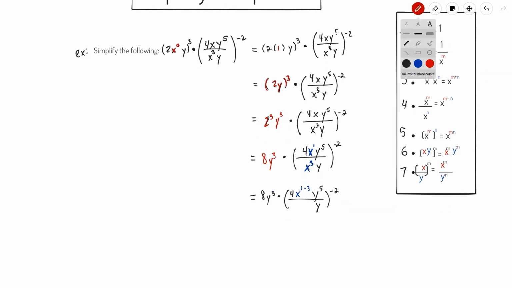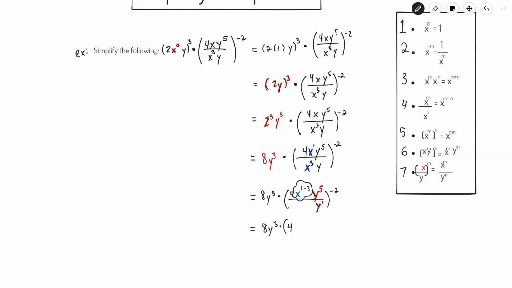I see that I can do the exact same thing to the y's here. So I see I have y to the 5th power in the numerator and y to the first power in the denominator, and I want to use that exact same property 4 to subtract the powers in order to get a more simplified version of my y's. I haven't changed anything else, so I'm going to rewrite it. This 8y cubed is still there. That 4 is still there.